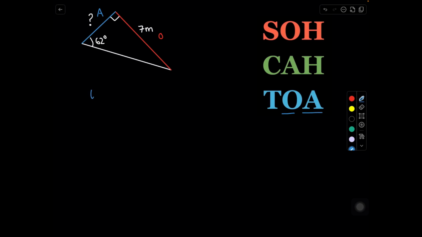So we can write tan, then you always write the angle, equals, then you do opposite, which is the 7, divided by the adjacent that we're trying to find. And now you just rearrange this so we can get the a by itself. So here the a is dividing, so to do the opposite we can times both sides by a, and that will get rid of the a on this side.